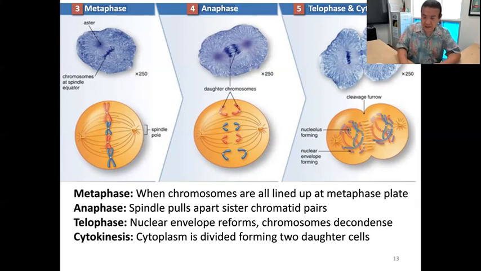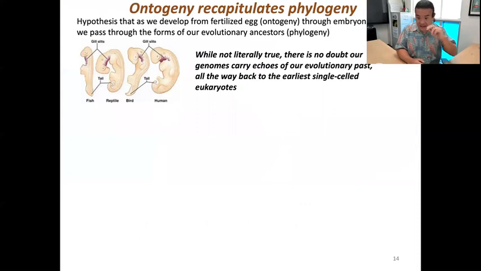Okay, so this is the last slide, and we'll end here today. This is kind of an antiquated, interesting sort of thought experiment. There is classically in developmental biology this very antiquated, old school saying of ontogeny recapitulating phylogeny.